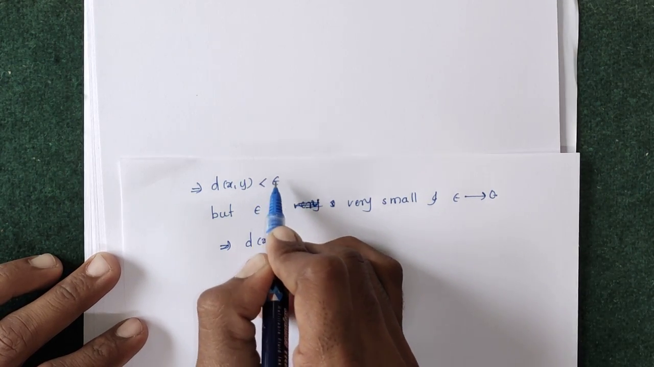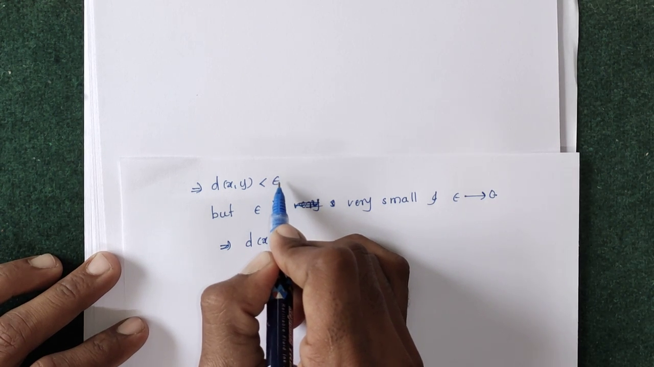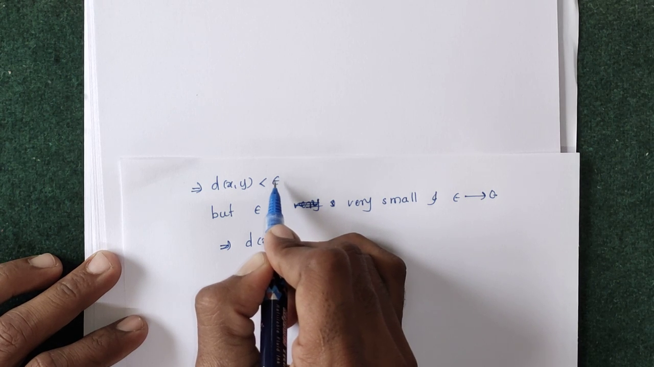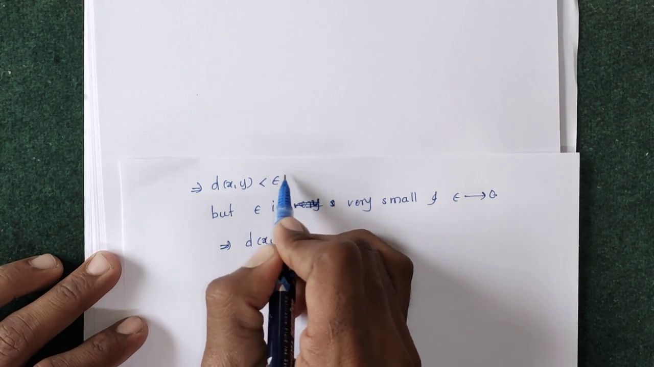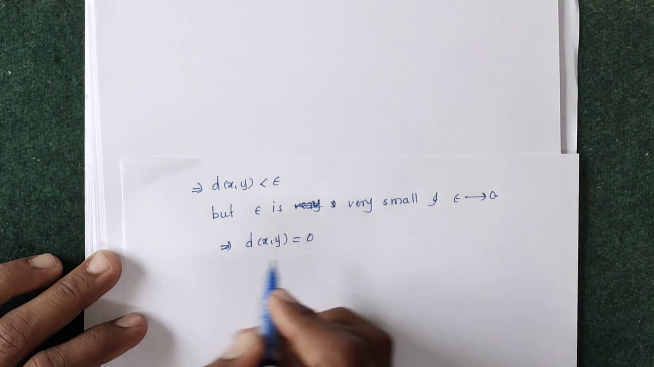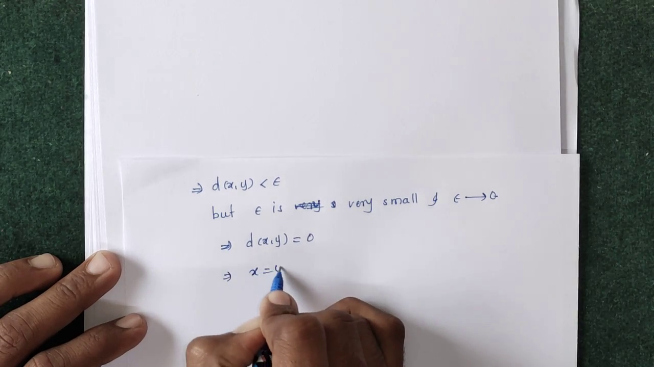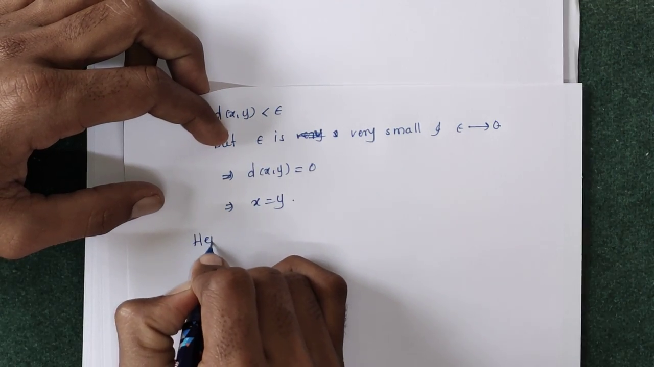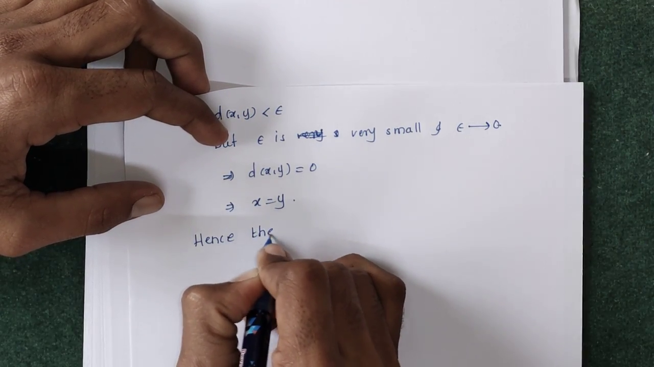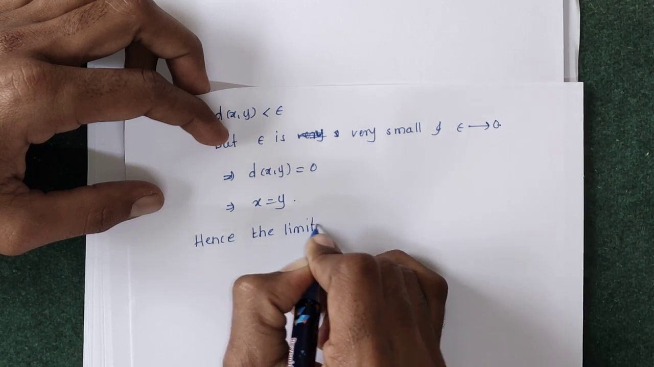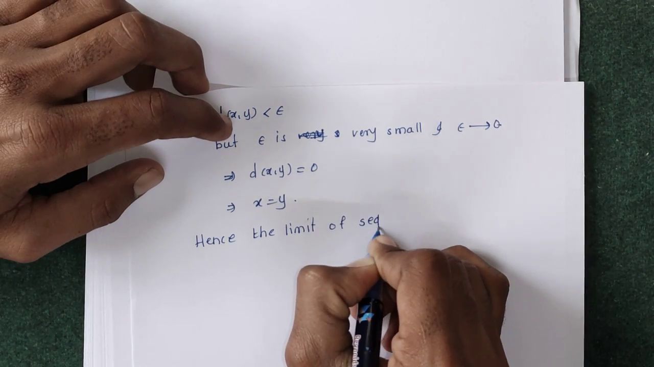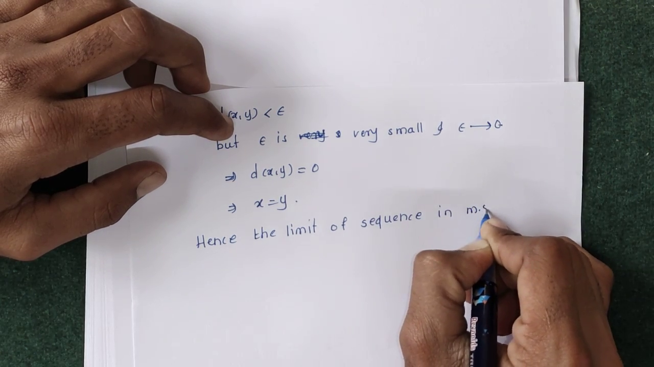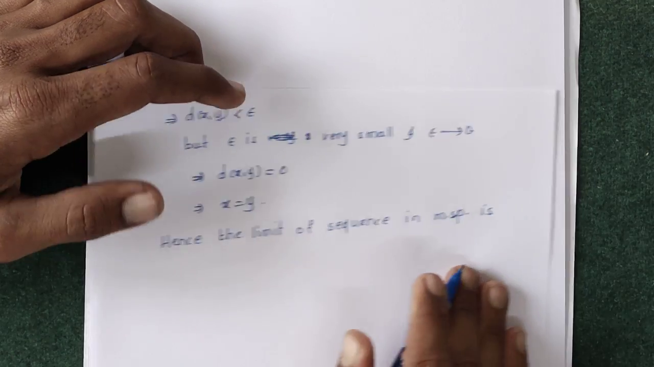The distance x y is less than epsilon, and epsilon is very close to 0. So epsilon is a number which is very close to 0, and the distance of x y is less than that number. So clearly the distance between x and y is equal to 0. So this implies x is equal to y. Hence the limit of a sequence in a metric space is unique.